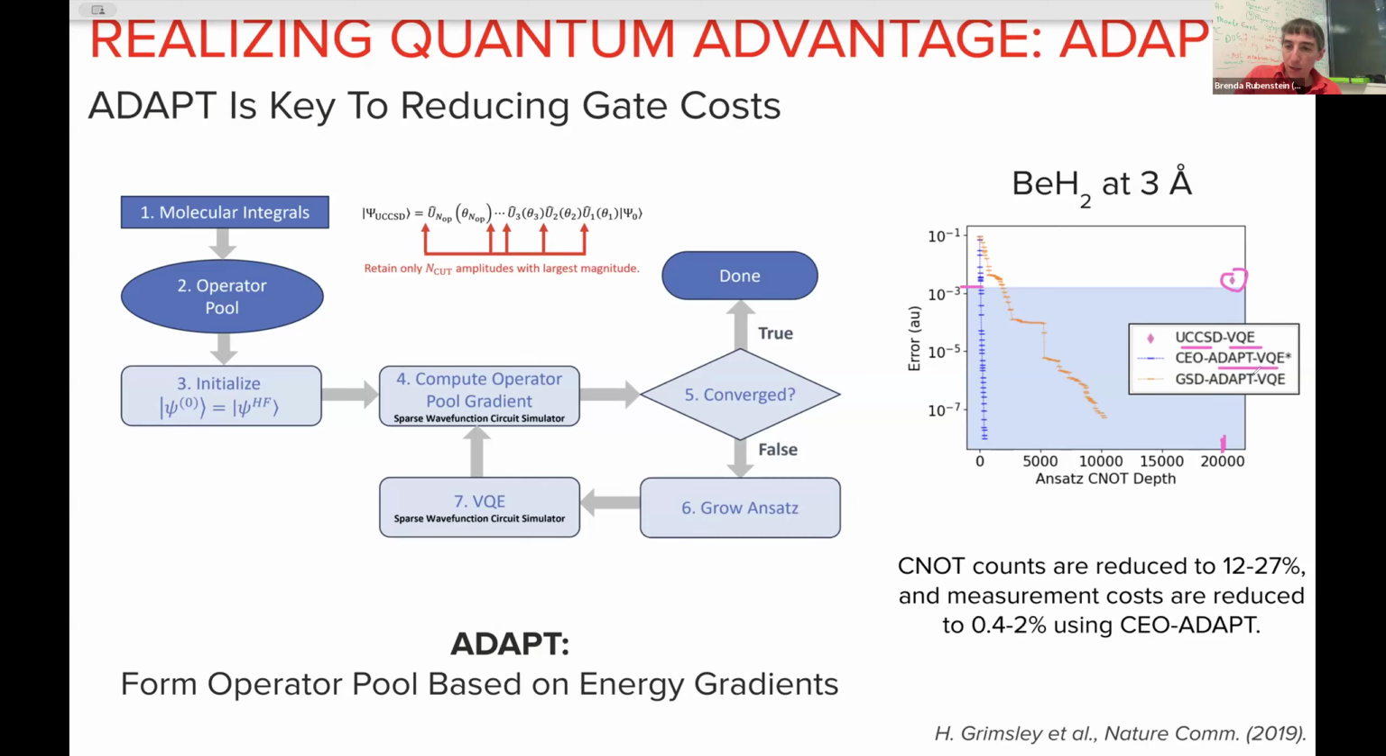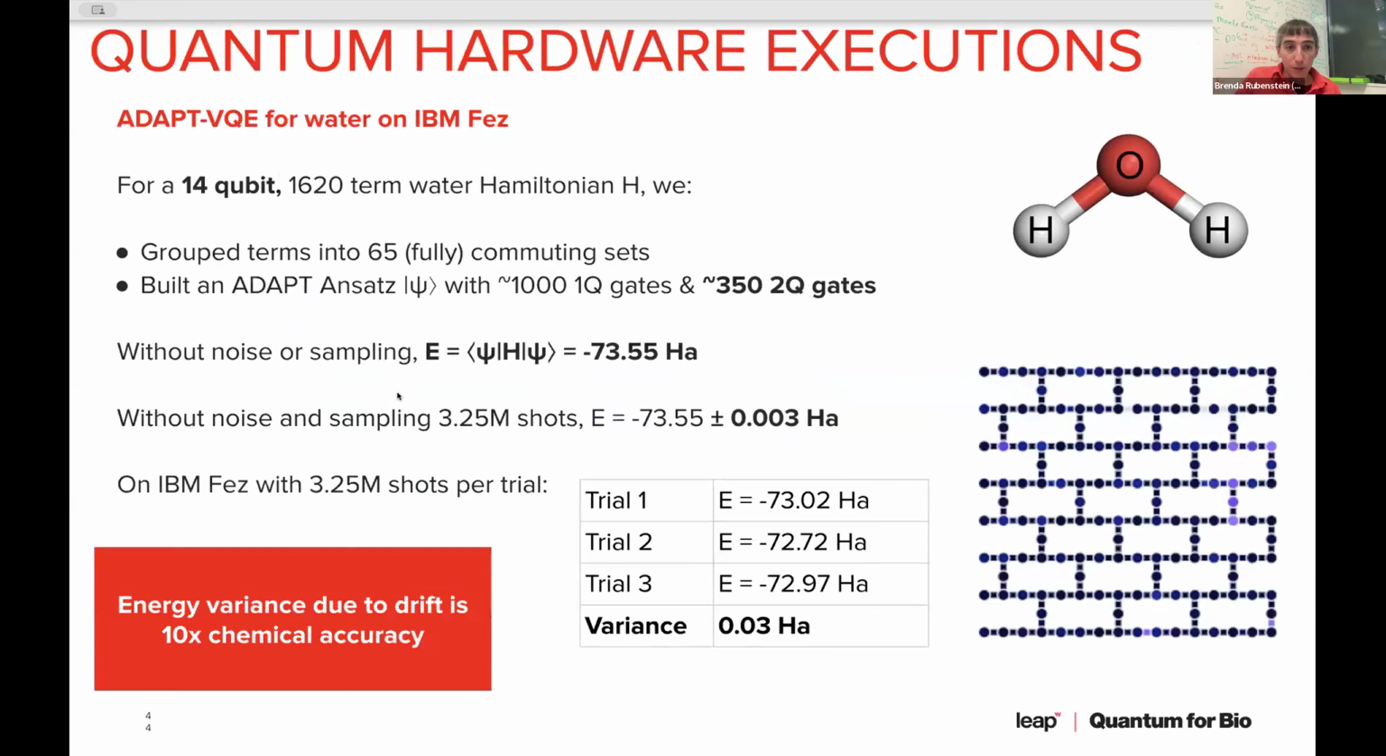But if we use ADAPT-VQE, and these are two flavors of ADAPT, what you can see is that, first of all, the errors are reduced significantly, and the CNOT counts are significantly reduced. We're using the newest flavor of ADAPT. Really what varies between the ADAPT flavors is that they use different operator pools. This is a specific operator pool that basically excites the same kinds of orbitals at the same time. What you can see for CEO-ADAPT is that it's bringing you down to, let's say, hundreds of CNOT gates instead of 20,000 CNOT gates for a very high accuracy. So that's the algorithm that we're using to build the ansatz.